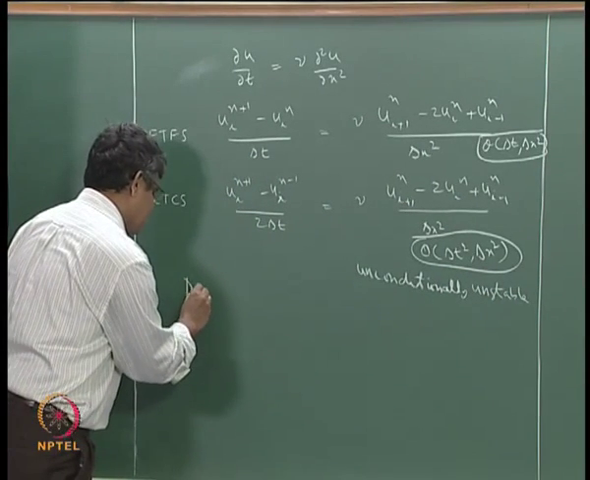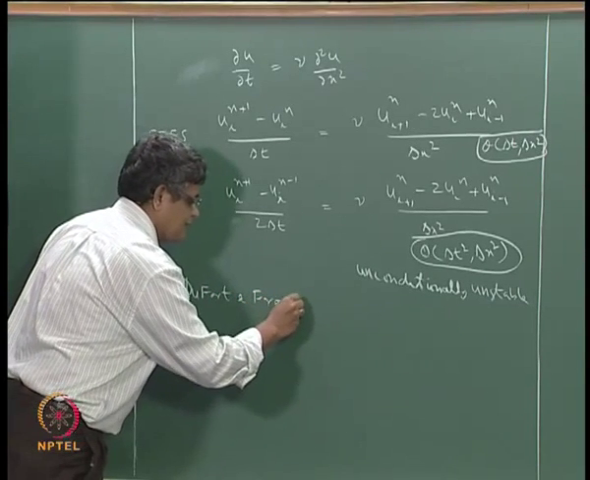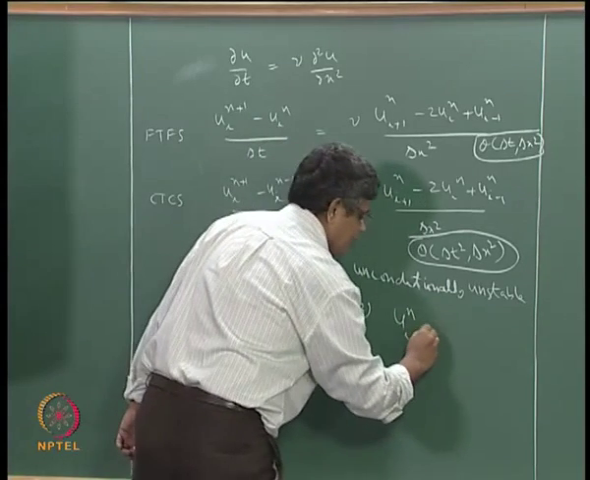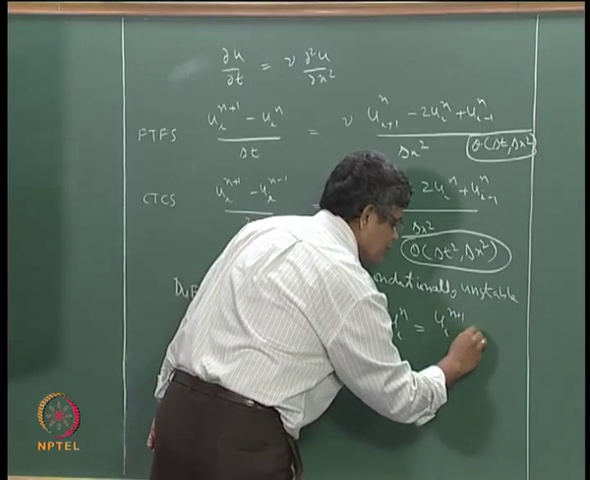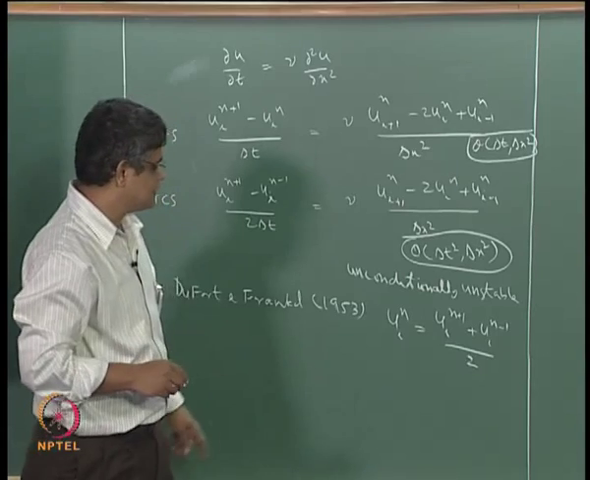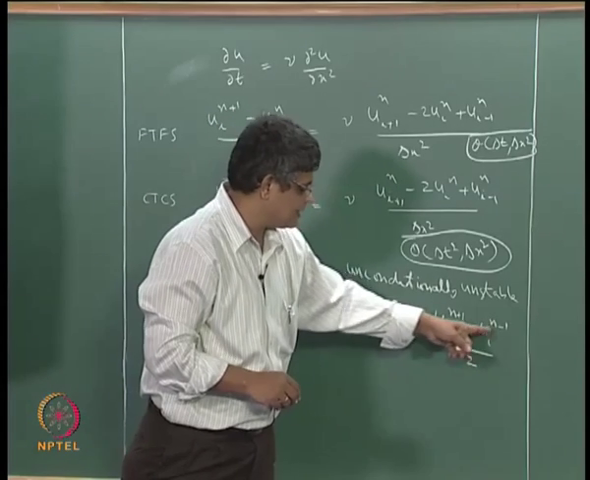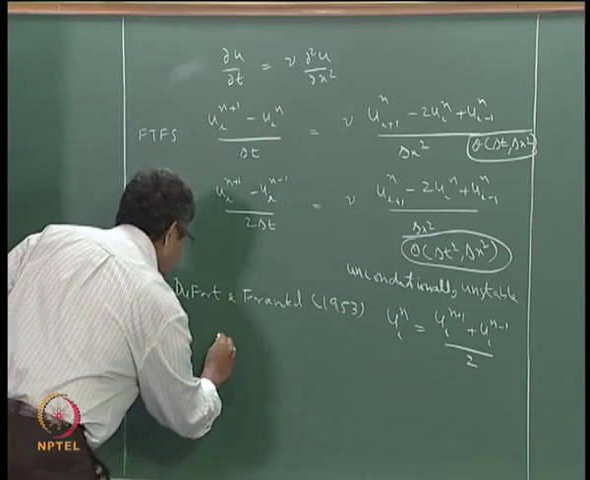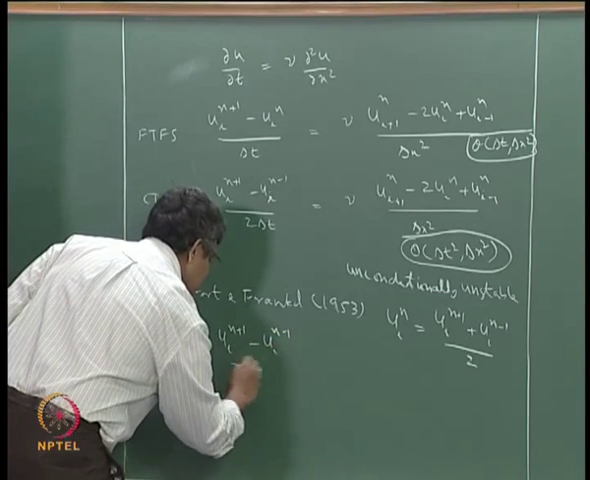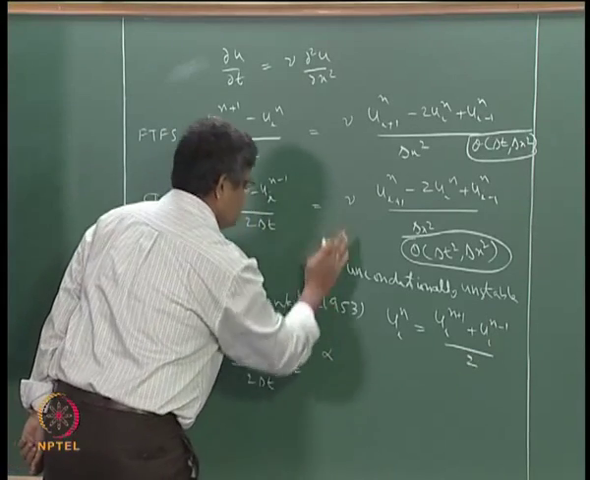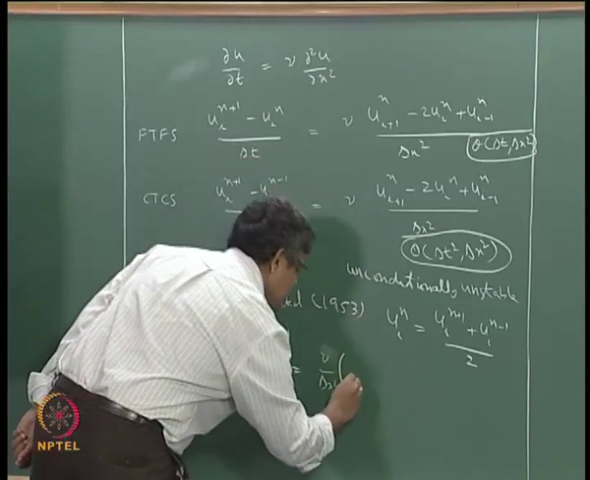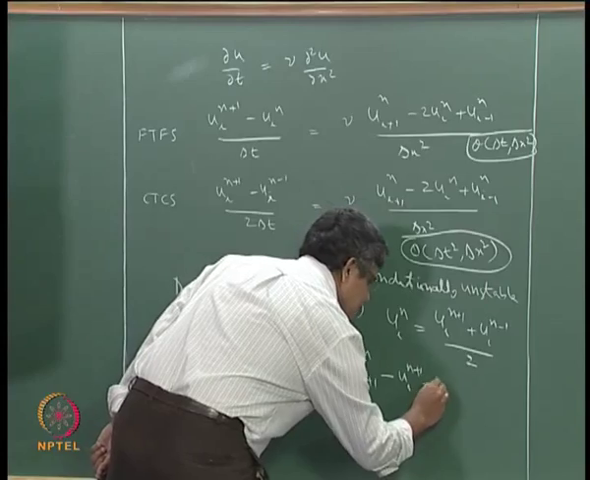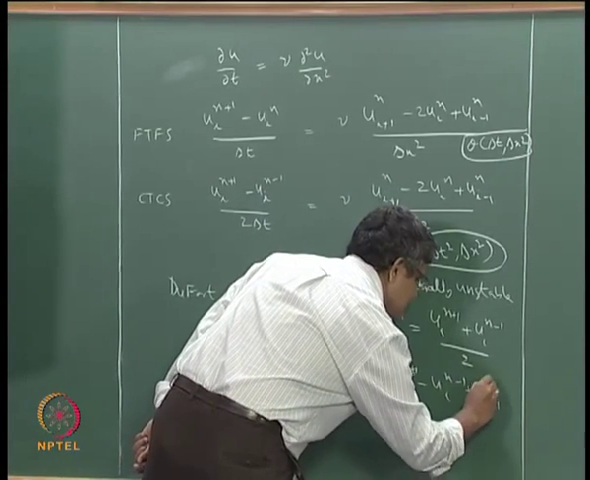So what Dufort and Frankel suggested in 1953 was to replace u_i^n by (u_i^(n+1) plus u_i^(n-1)) by 2. So it is taken as the average of the previous time step and the coming time step. If you substitute this, the 2 and 2 will cancel out, and we will have (u_i^(n+1) minus u_i^(n-1)) by 2 delta t equal to alpha nu by delta x square times (u_(i+1)^n minus u_i^(n+1) minus u_i^(n-1) plus u_(i-1)^n).